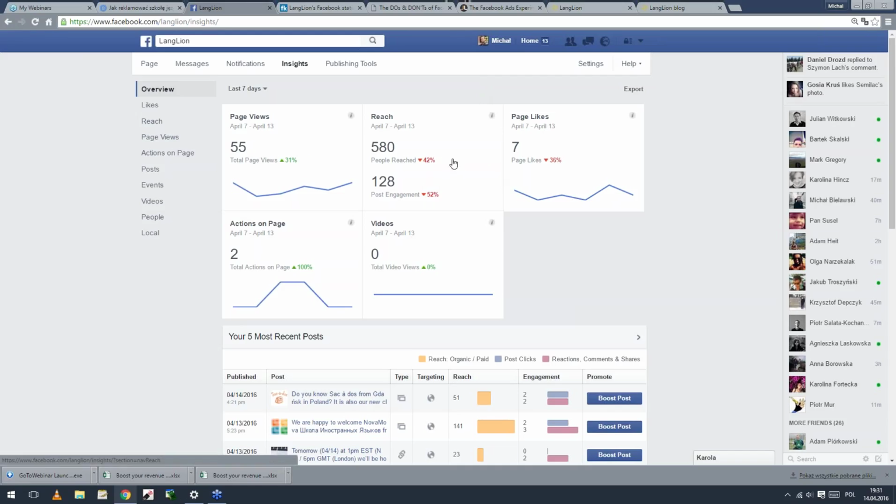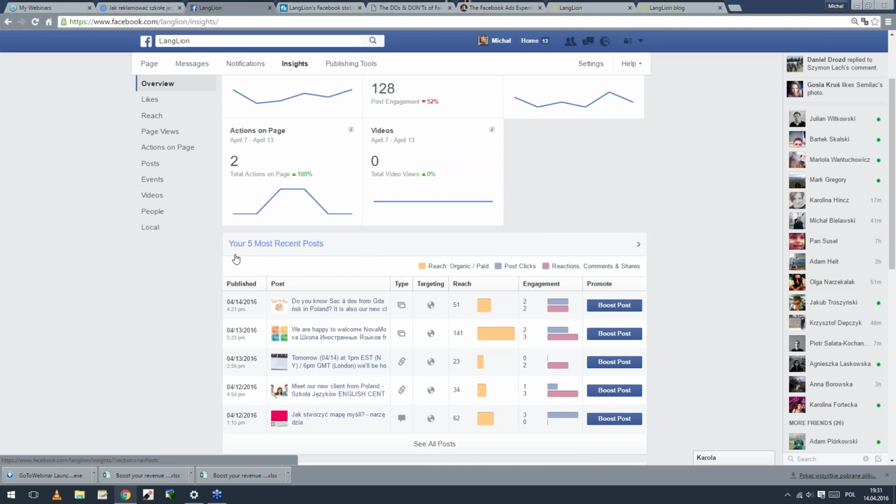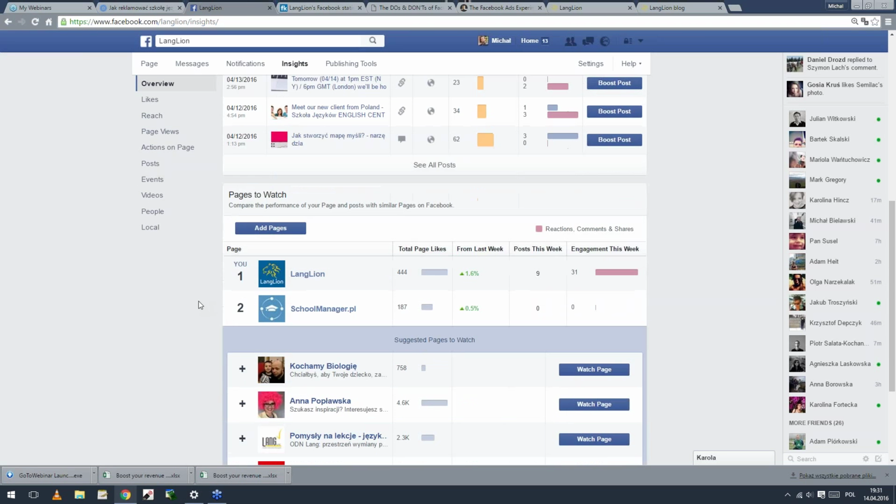We made some interesting campaigns recently. Now they are finished, I guess on the 11th. So now it's declining, and this is pretty normal. So don't be scared if something's declining. It's not going to be always up. You need to prepare for that. That's pretty obvious. And you will see your recent posts. You will see pages that you should compare with. This is our competitor in Poland.